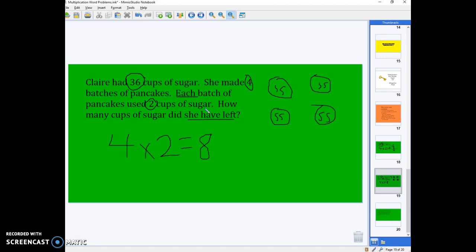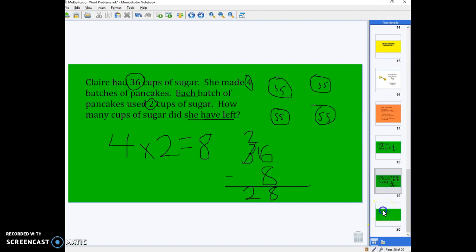Now, how many did she have left? She started out with 36. Have left reminds me to subtract and do my math here. So 36 minus 8, 6 minus 8 I can't do. Gotta borrow. You know how to do this. 16 minus 8 is 8. 2 minus nothing is 2. So 28 cups of sugar is what she has left.